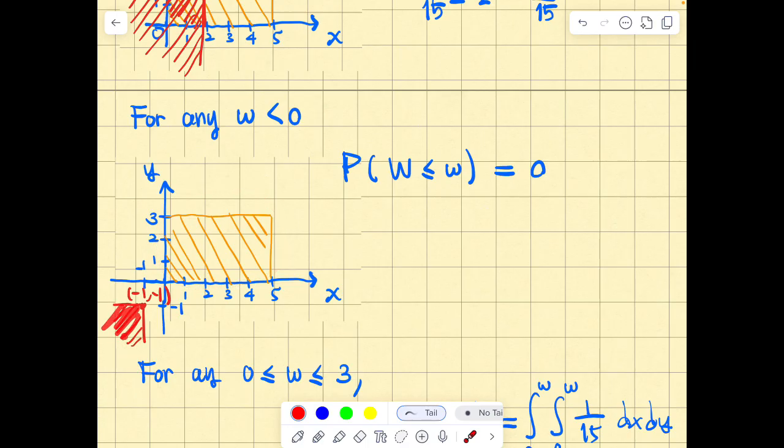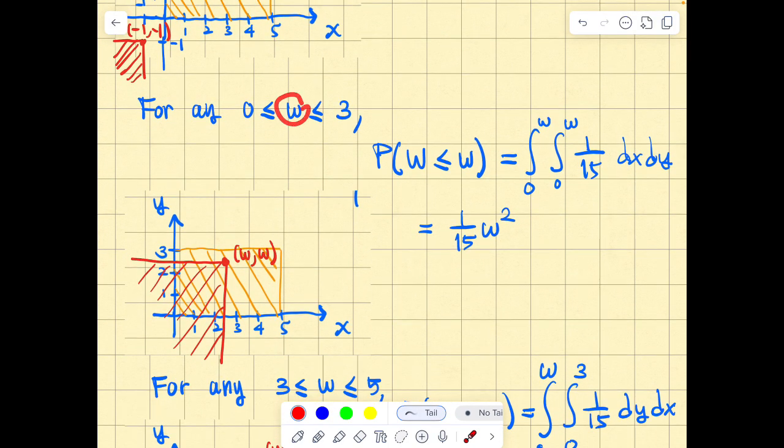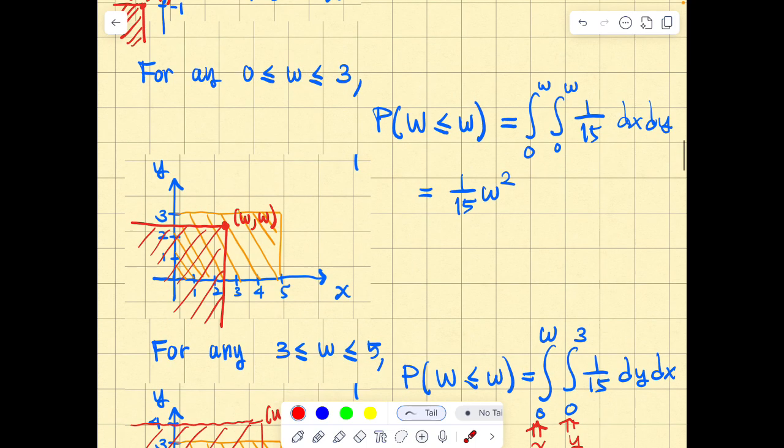So you integrate something where the joint PDF is equal to 0. That means for any W that is less than 0, for this example, the probability is equal to 0. Okay. Let's look at the next case. If W is between 0 and 3, right? Actually, we encountered that before, right?